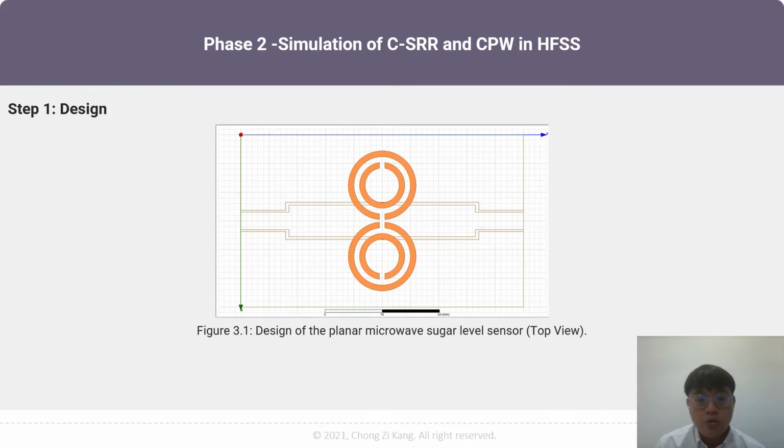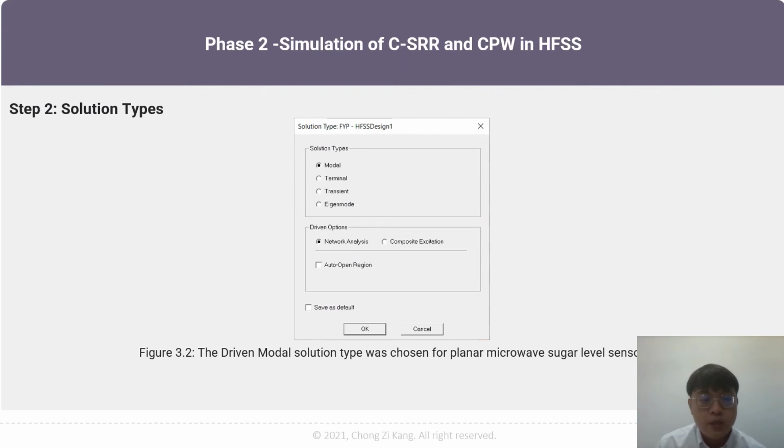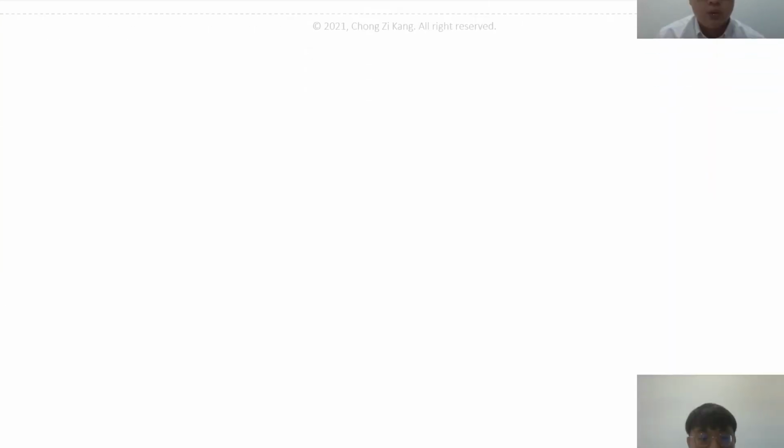The first step is to design the split-ring resonator, substrate, and the coplanar waveguide in the HFSS. The second step is to select the solution type. The driven modal solution type was chosen for this project because it provides an S-matrix solution that is described in terms of waveguide mode, incident, and reflected power.